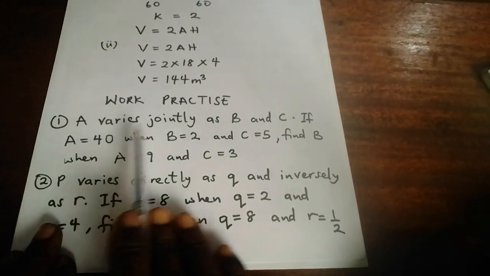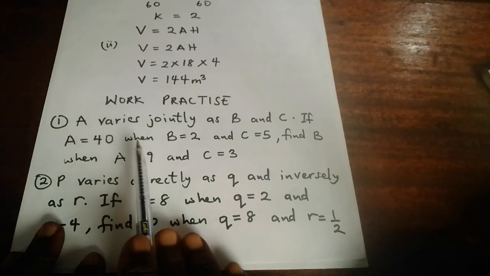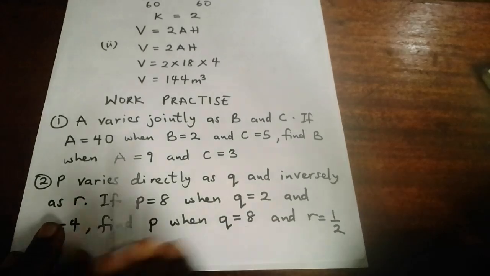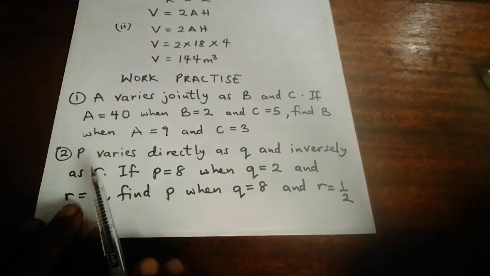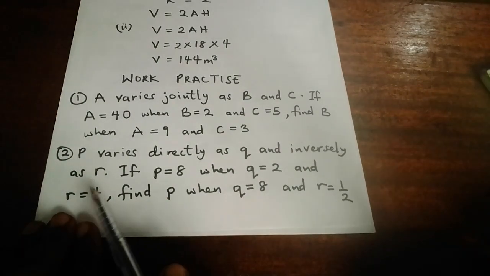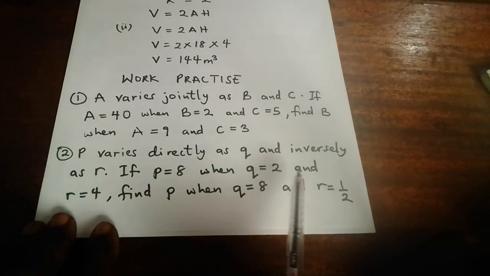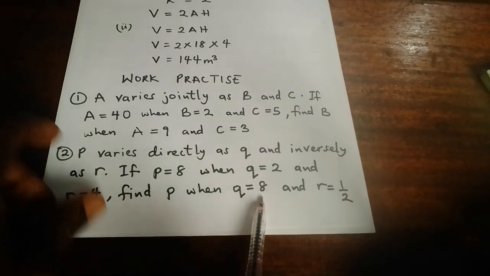So for the work practice, number 1, A varies jointly as B and C. If A equals 40 when B is equal to 2 and C equals 5, find B when A is equal to 9 and C is equal to 3. Number 2, P varies directly as Q and inversely as R. If P is equal to 8 when Q is equal to 2 and R is equal to 4, find P when Q is equal to 8 and R is equal to 1 over 2.